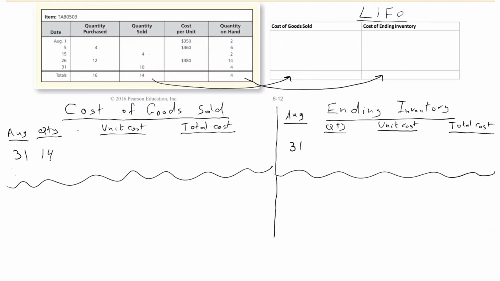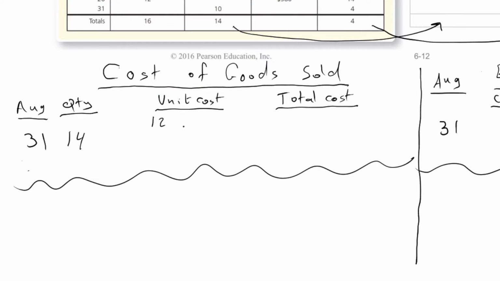14 units sold out. The last purchase was 12, so I don't have 14 there, I just have 12. So I will take the entire 12 units and each one of them multiplied by the cost per unit, which is 380. And then I still need 2 more units, so I will go one step back.